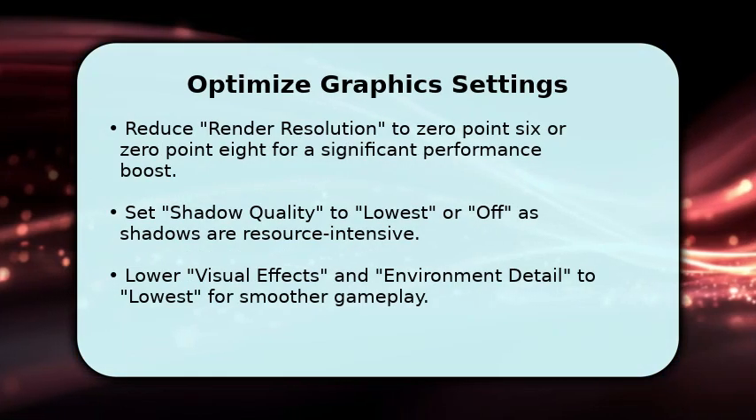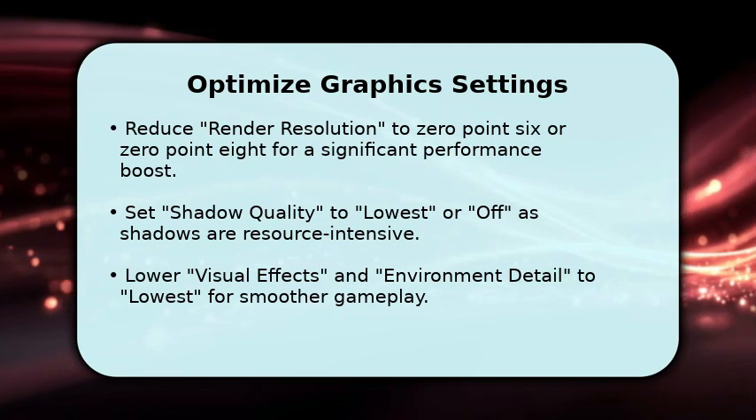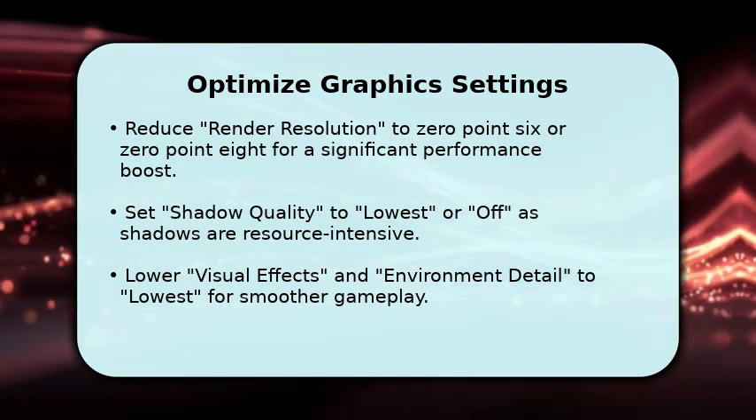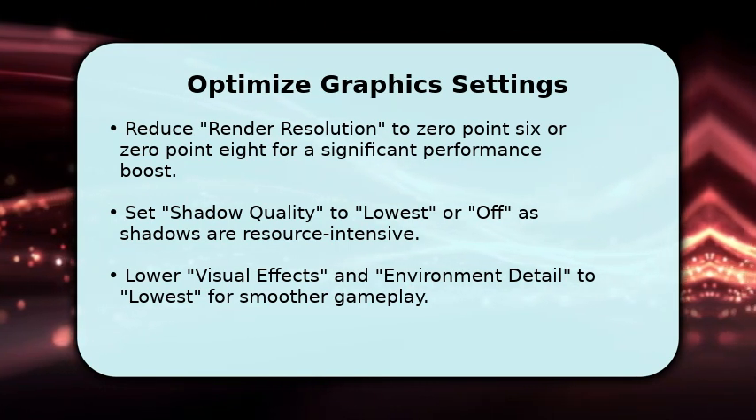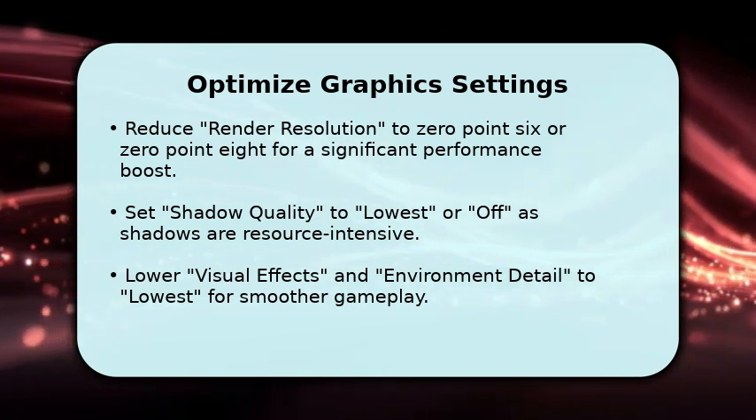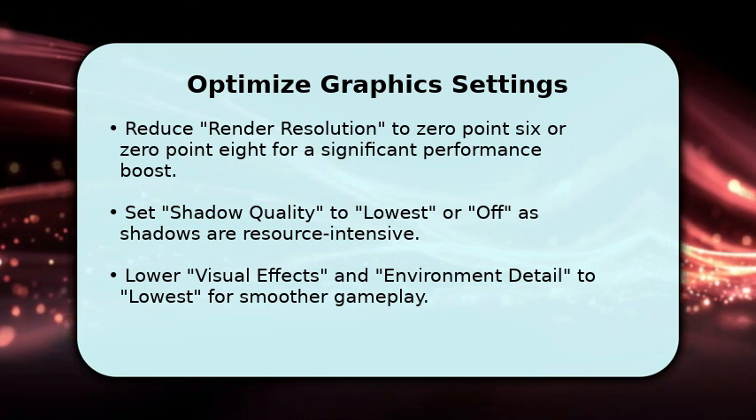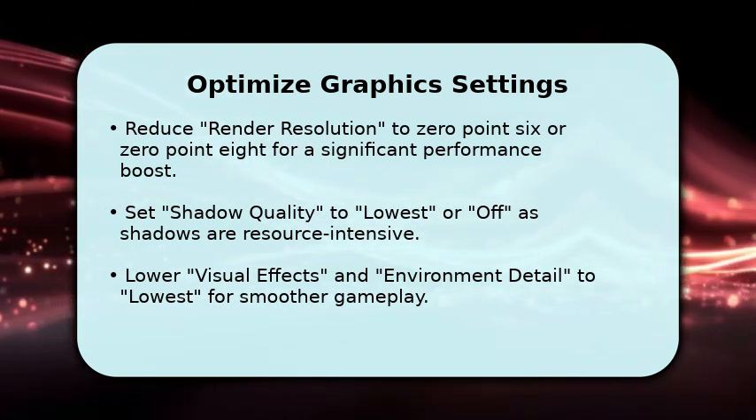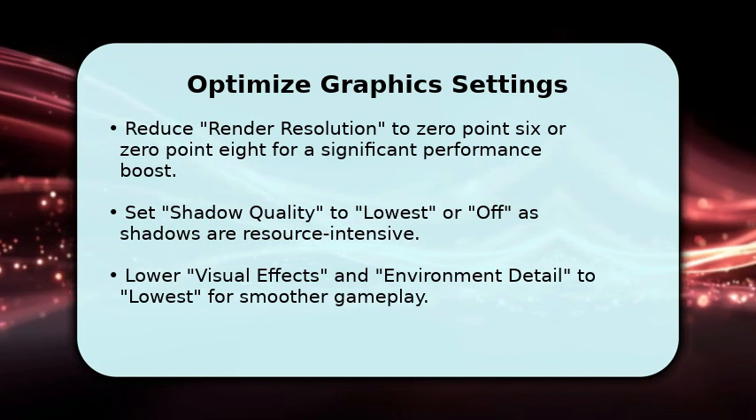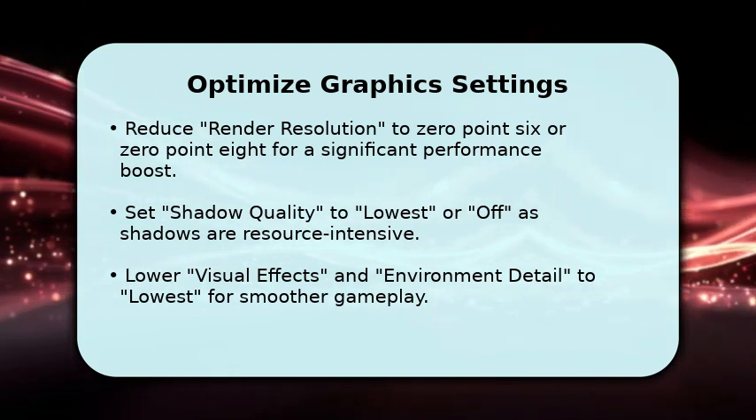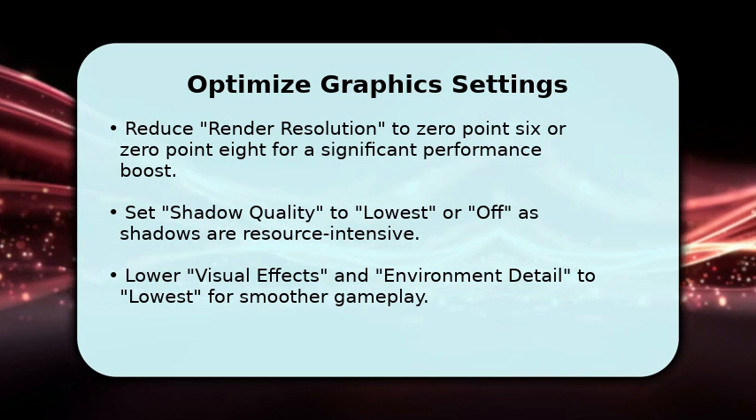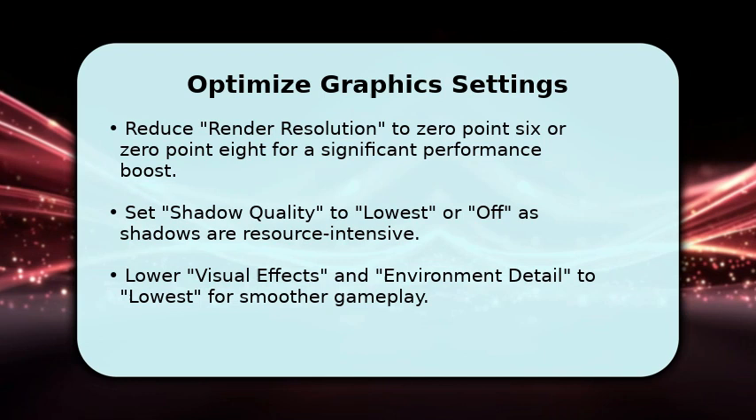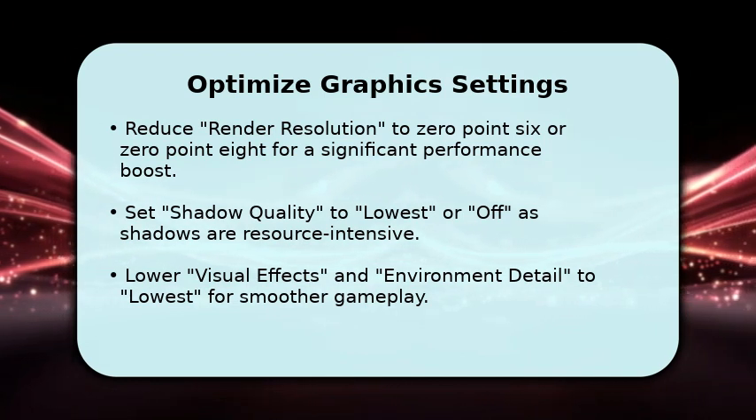Now, let's dive deeper into individual graphics settings. Crucially, reduce your render resolution to 0.6 or 0.8. This renders the game at a lower internal resolution, then upscales it. Set shadow quality to lowest or completely off, as shadows consume significant resources. Also, lower visual effects and environment detail to their lowest settings. Finally, disable bloom and motion blur for a cleaner look and improved frame rates.